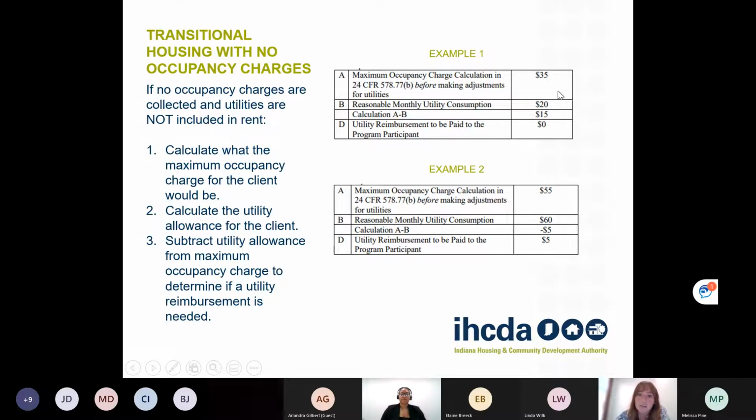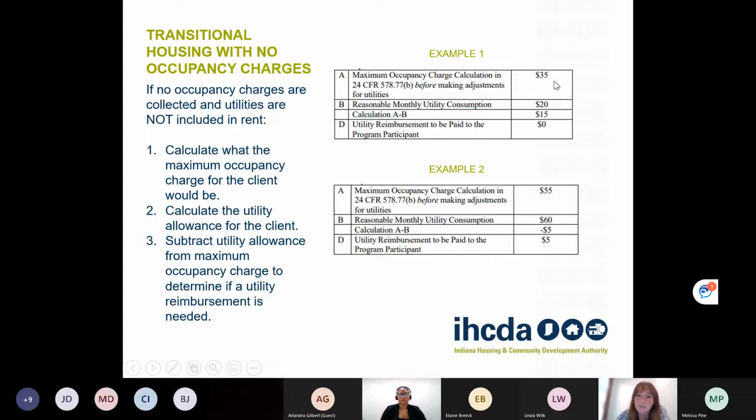And then we would do the same thing where we do the client's maximum contribution, subtract the utility allowance from that, and then if we have anything that shows up as a negative number, that would be what is reimbursed to the client or sent to the utility company.